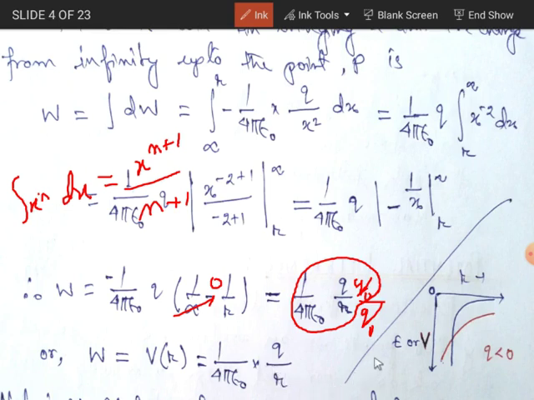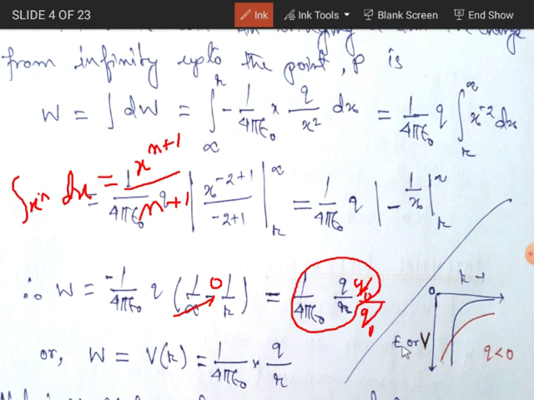If you happen to draw a graph, it will be just like a reciprocal graph, distance versus electric potential or electric field. This is for q less than zero, that means for a negative charge. This axis is distance, and the other may be electric field or electric potential. When you draw it for electric potential, the graph would look like this.